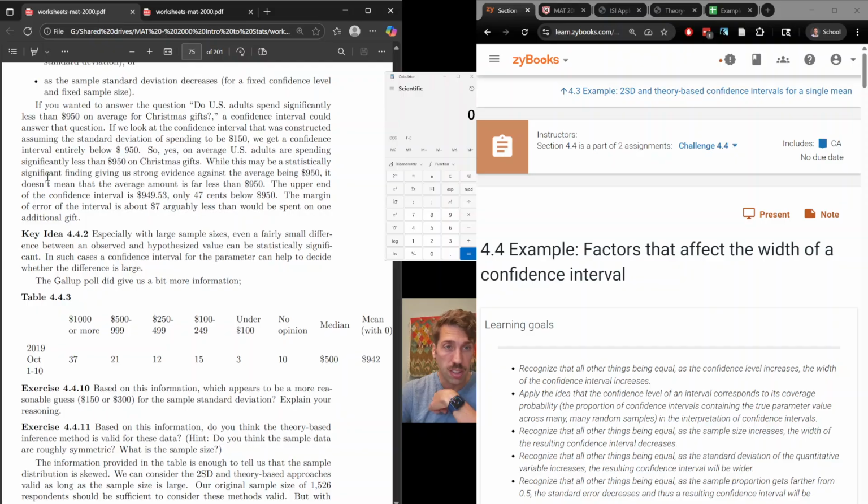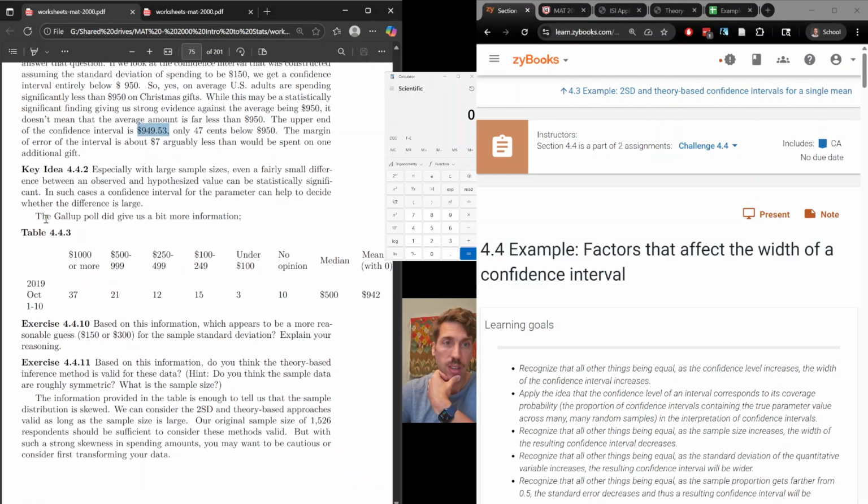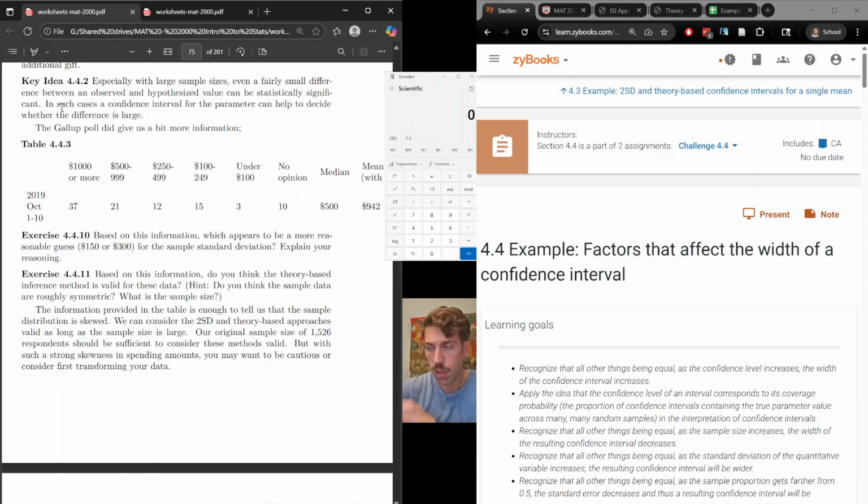While this may be a statistically significant finding against $950, it doesn't mean that the average amount is far less than 950. The upper end of the confidence interval is 949.53. So you're only 47 cents away. The margin of error of the interval is about $7, arguably less than should be spent on one additional gift. So that kind of goes to our next key idea. Especially with large sample sizes, even a fairly small difference between observed and hypothesized value can be significant. In such cases, the confidence interval for the parameter can help to decide whether the difference is large.